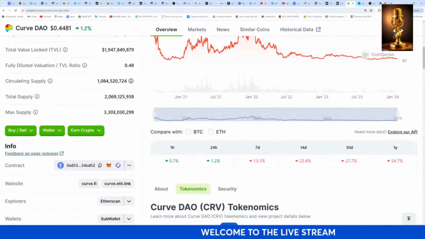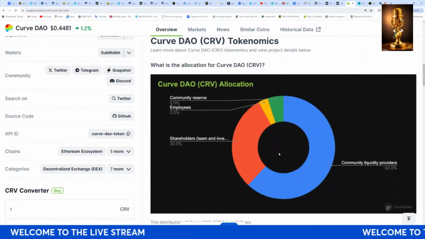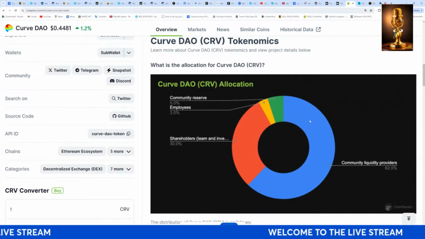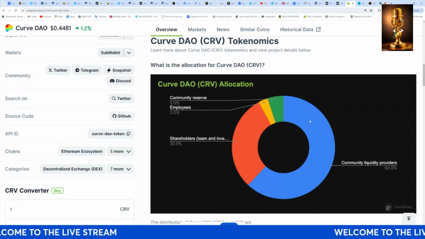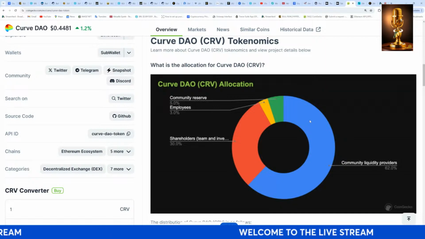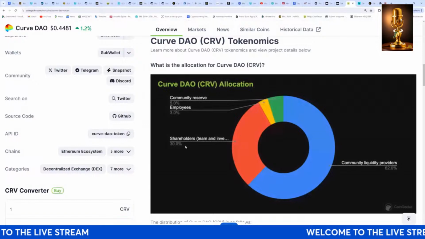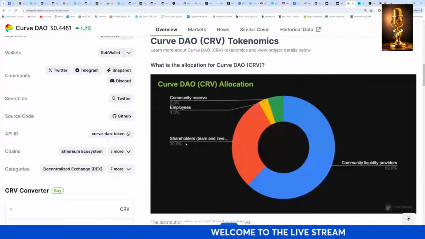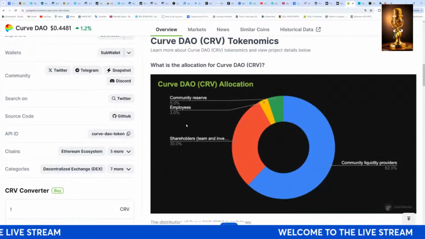So even though it has a max supply of 3.3 billion, the majority, which is 62% of the tokens, the way they're distributed, goes towards inflation. It's inflating the token. Those who are staking Curve are getting even more Curve. And this is extremely inflationary, and it's not sustainable. And of the remaining 40%, 30% goes towards the shareholders, the team, and early investors. So that shows you again, it's a token that is geared towards the early investors and the employees.